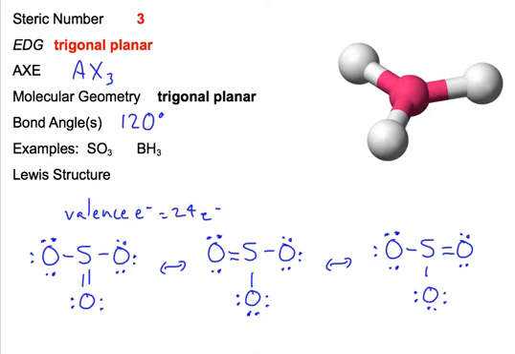So now the steric number is 3. AXE notation is AX3, and the molecule's electron domain geometry is trigonal planar. When we have all bonded atoms, the AX3 notation tells us the molecular geometry is also trigonal planar. That was one we saw before as well. The bond angle of 120 degrees comes from there, and so all 3 of those bond angles would be 120. Examples of this molecule are sulfur trioxide and borane, or BH3.